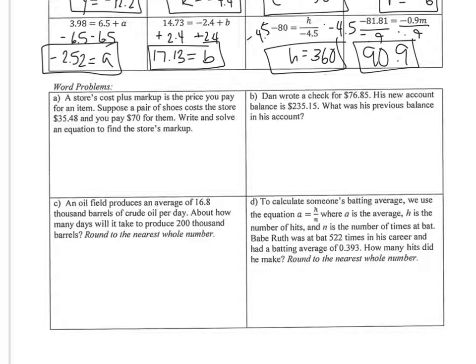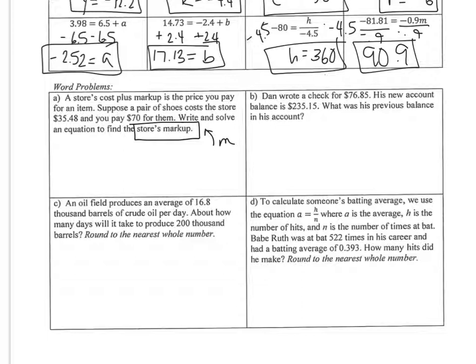Down here are word problems with decimals. So a store's cost plus markup is the price you pay for an item. Suppose a pair of shoes cost the store $35.48 and you pay $70 for them. Write and solve an equation to find the store's markup. So the store's markup is going to be our variable. We're going to let that be M.